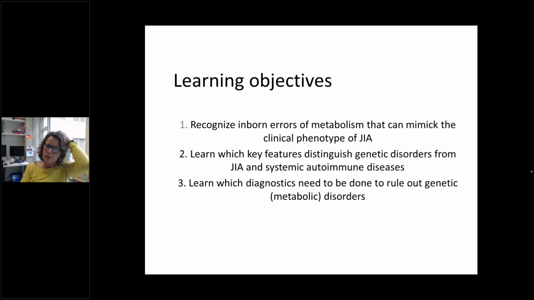What I'm actually trying to teach you today is that you can recognize when it's not JIA. So when a child with chronic arthritis presents, you should not think of JIA. I'm going to show you some key features which make you able to distinguish the genetic disorders from JIA, and also what to do to really diagnose a patient with that disease or exclude the disease.